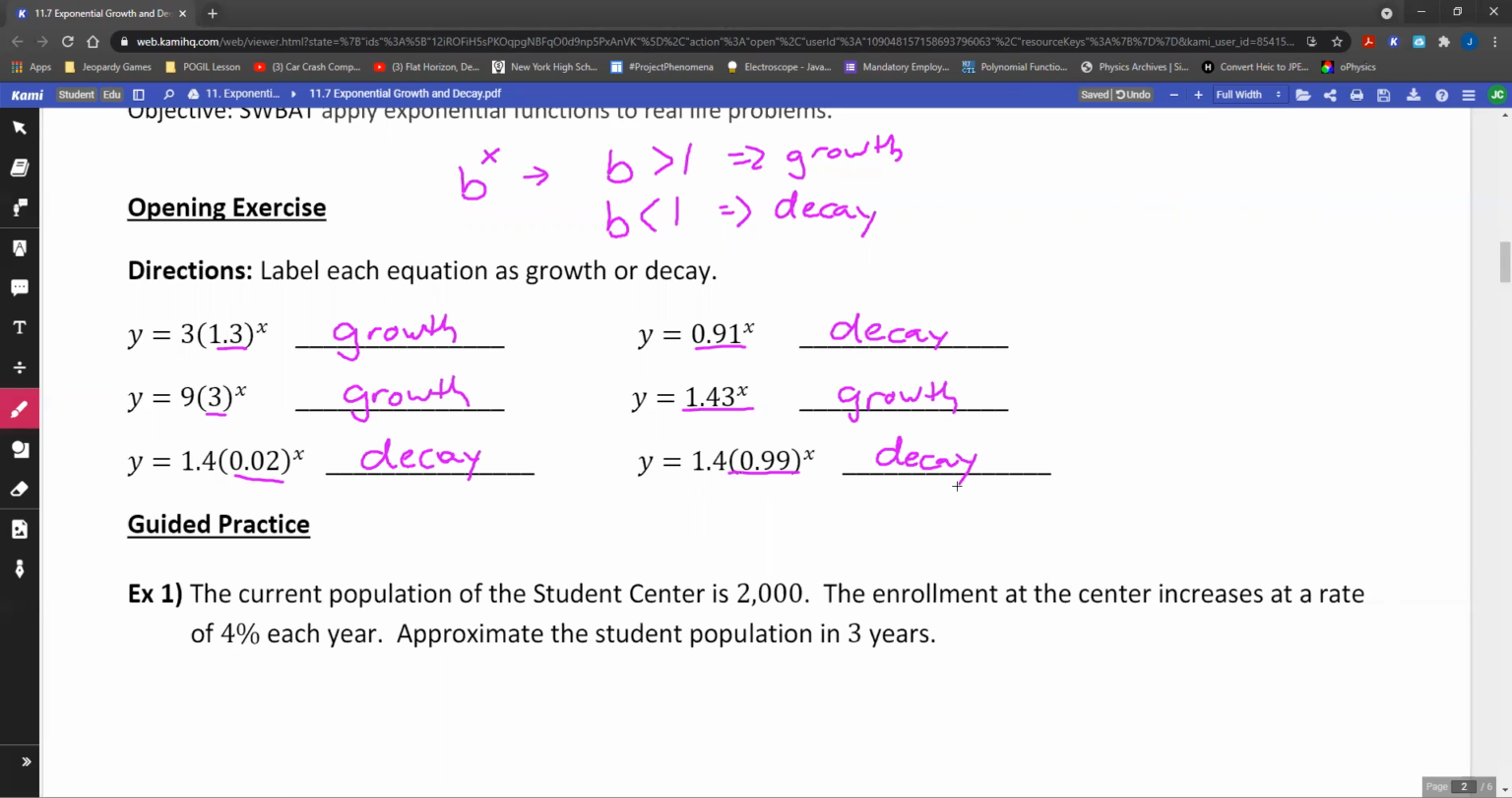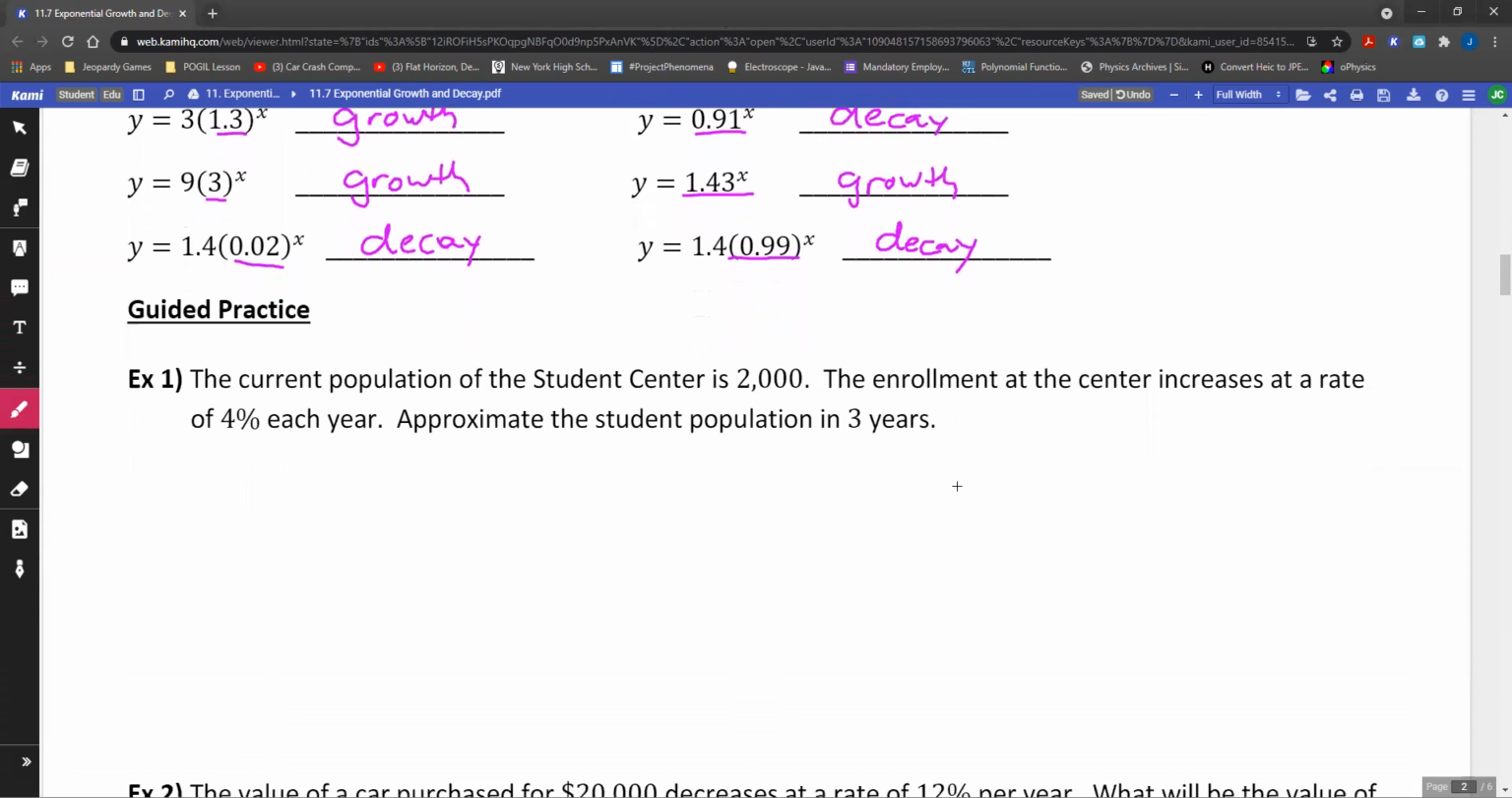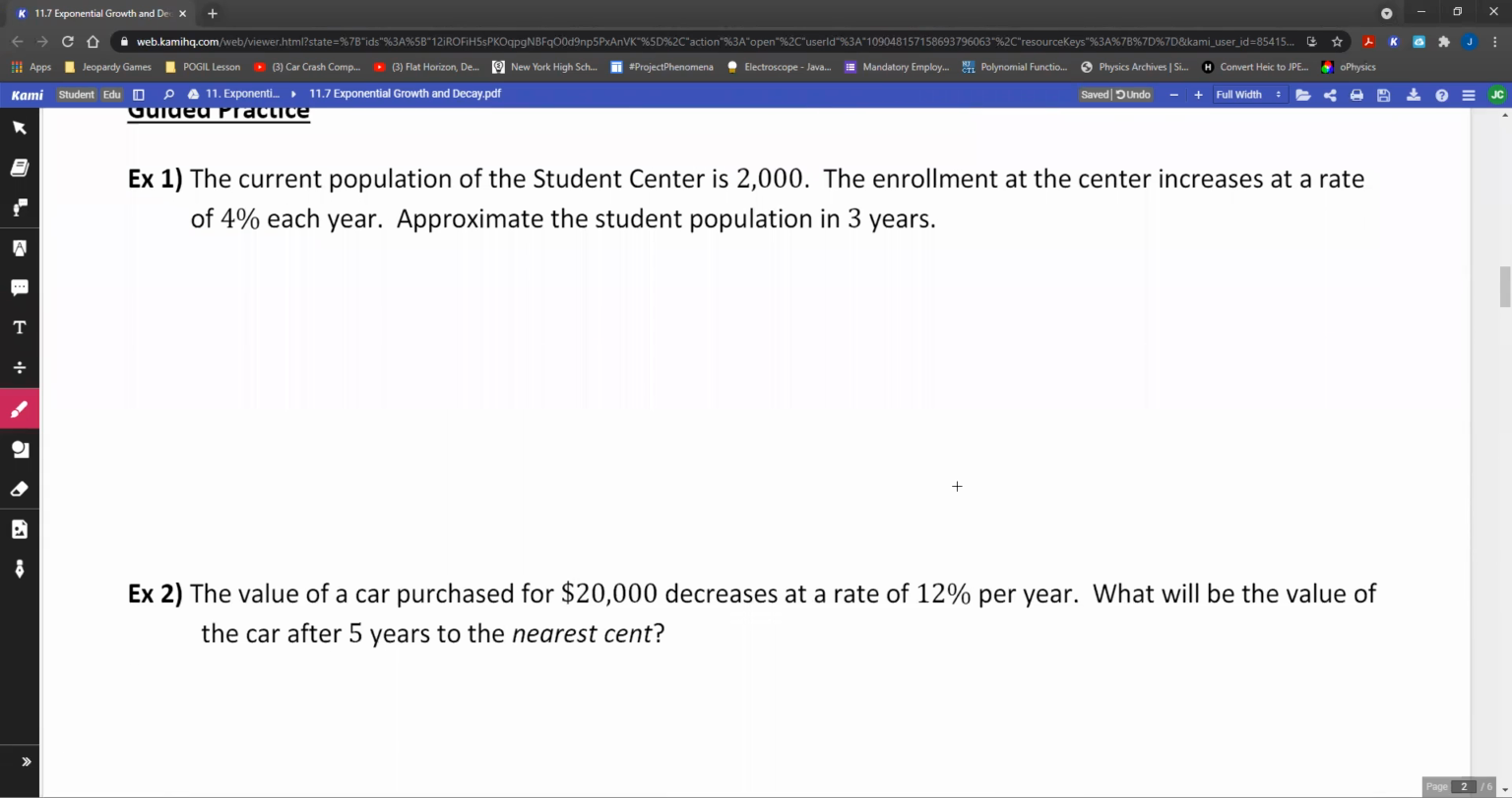All right. So here, the current population of the student center is 2,000. It says that it increases at a rate, and they want us to find the number of students after 3 years. So again, we do the same thing. We're using exponential growth. Our initial value is 2,000. Our rate is 4%, which is going to be rewritten in decimal form. That's 0.04. And the number of years is going to be 3.